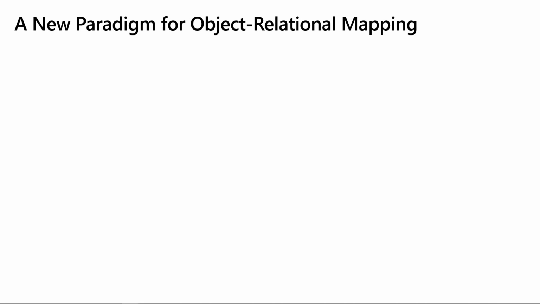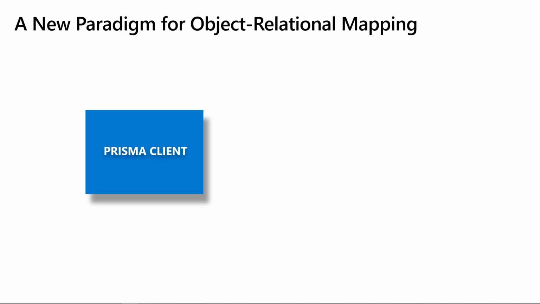In this video, we will see what the key concepts around Prisma are. So Prisma has three main concepts, the first of which is Prisma Client. Prisma Client is an auto-generated and type-safe database client.